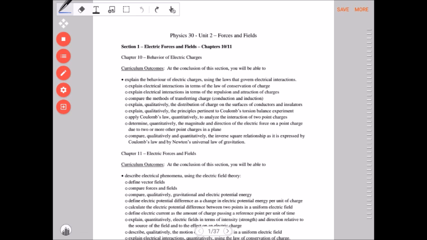This is a fairly large unit, so we've separated it into two sections. Section 1 is Electric Forces and Fields. That covers chapters 10 and 11 in your textbook. Section 2 is Magnetic Forces and Fields, and that's chapter 12.